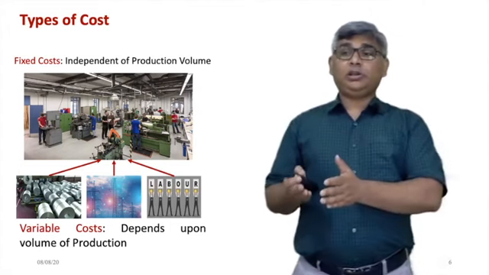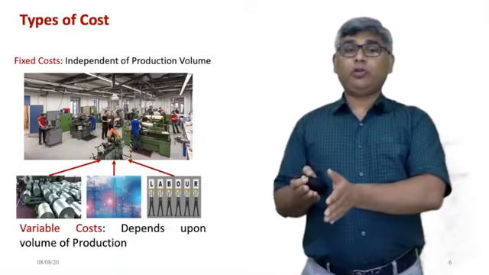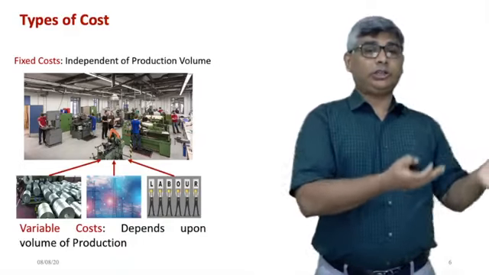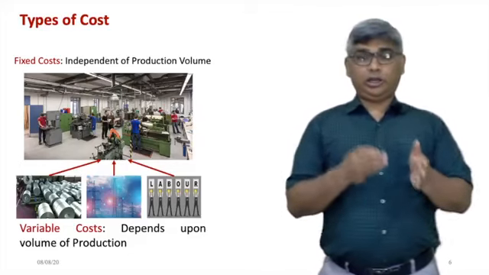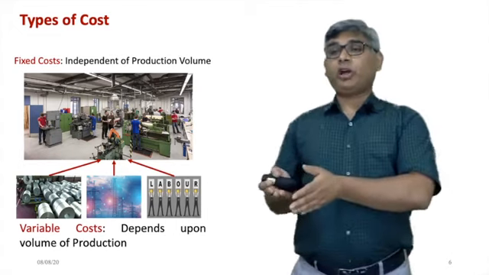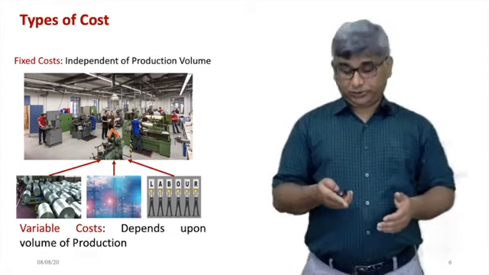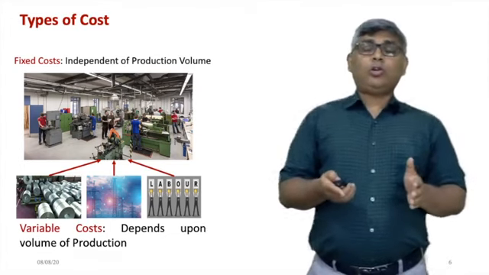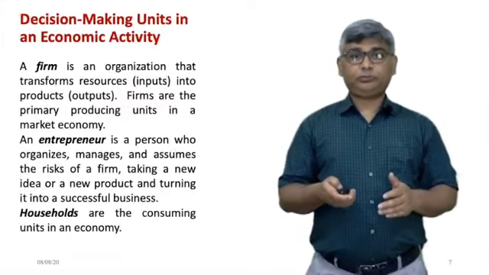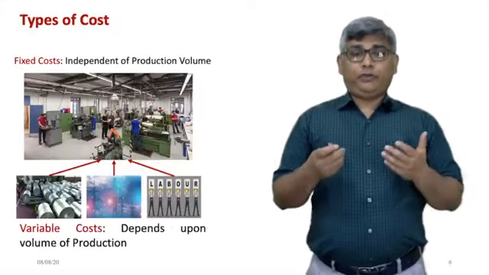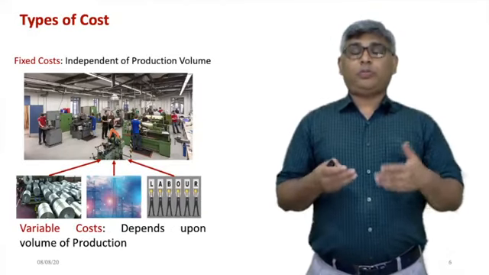Just to summarize, cost independent or cost which is not a function of production volume falls under the category of fixed. And whenever the cost is having a relationship with volume of production, those kind of costs will fall in the category of variable costs. So all the costs we can classify into these two categories. Now we have costs for a particular product or a particular good.